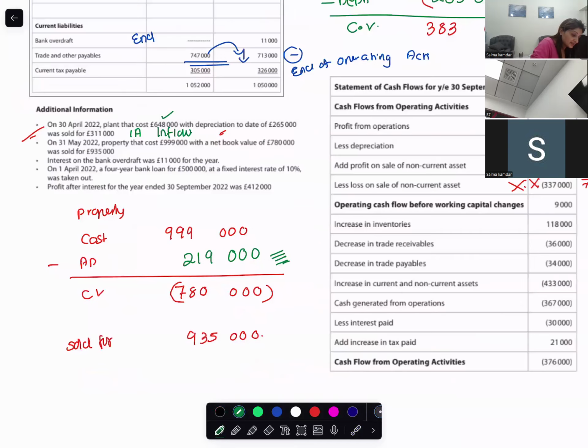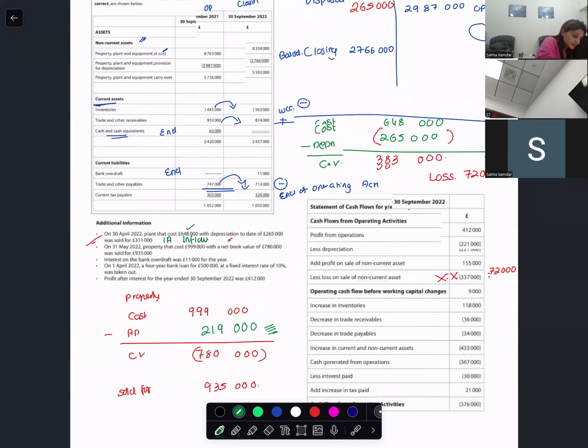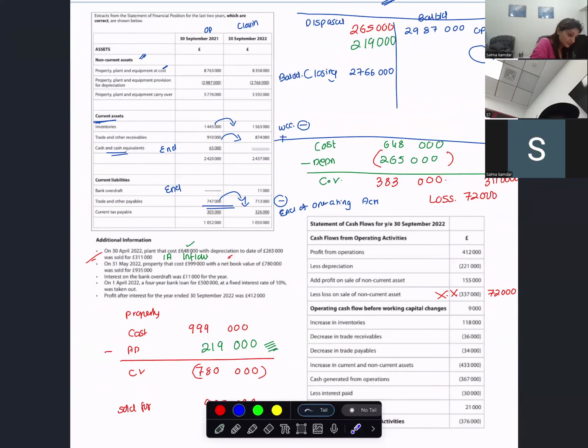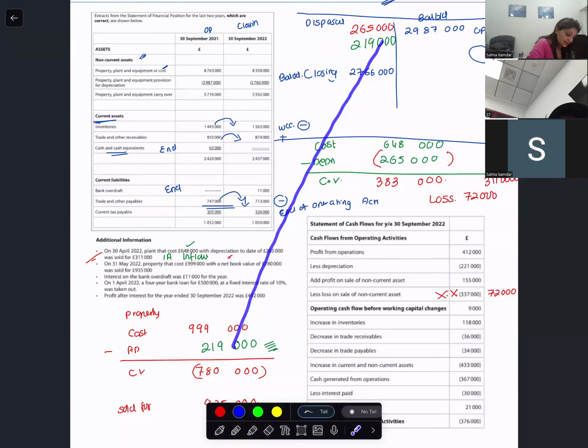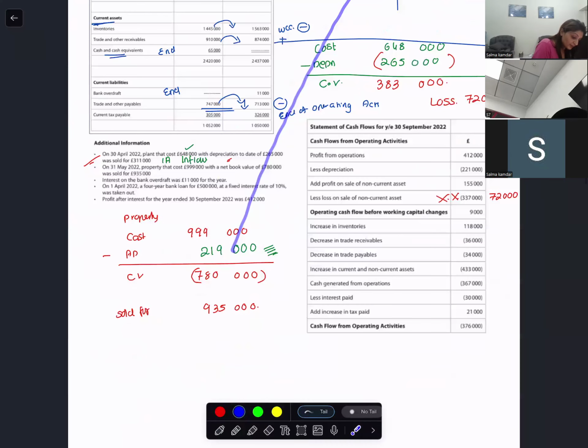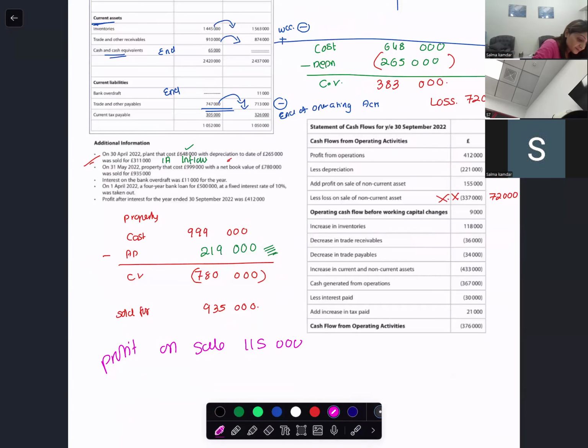Where will this go? Here, it will get added on provision for depreciation. What is the profit on sale? Profit on sale is how much? Profit is 155. Profit on sale is 115,000. So even this is wrong. No, 155,000. Yeah. So profit on sale, this is correct.